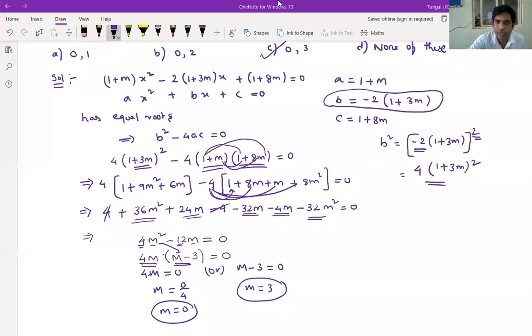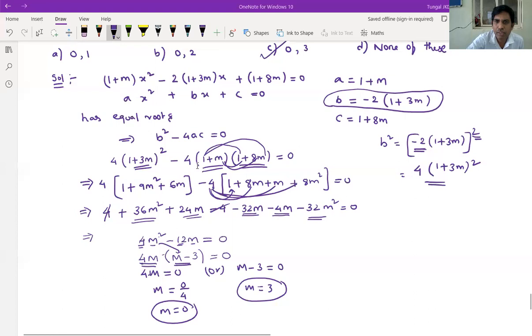Sir, please repeat why the nature of the roots formula is taken. Why is the nature of the roots taken? Nothing but, here in the question, what is given? The quadratic equation has equal roots. So they have given the nature of the roots. This quadratic equation has equal roots, so compulsorily we have to take the discriminant as 0 only.